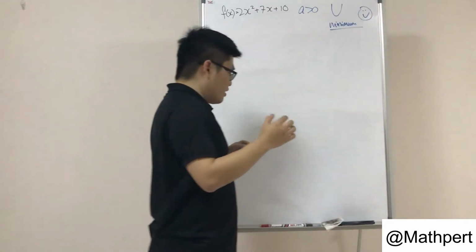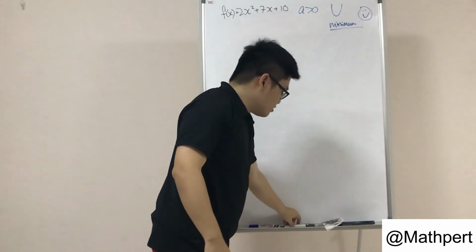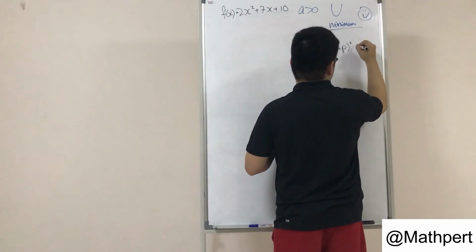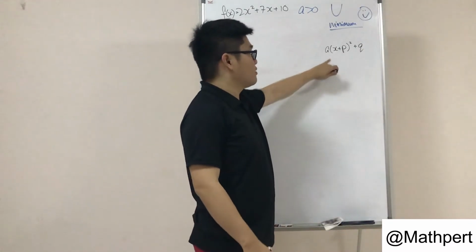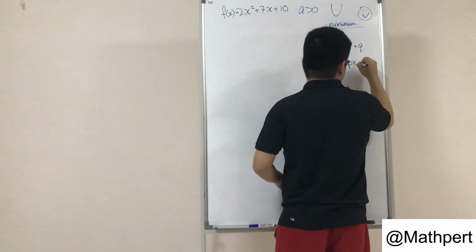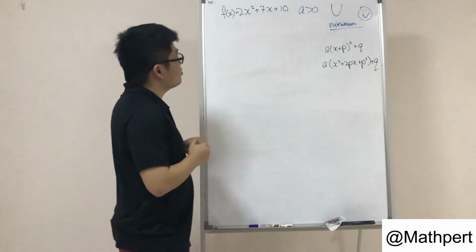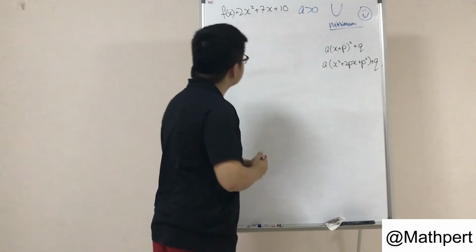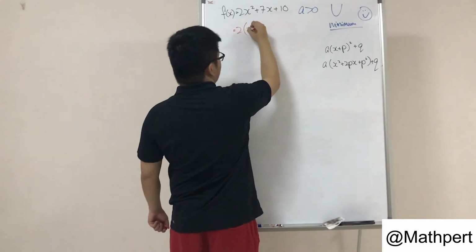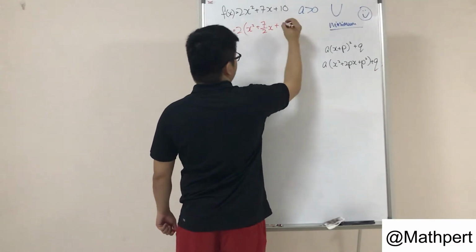Next step, you convert this general format into completing square format. The completing square format is A multiplied by (x plus p) squared plus q. This is the general format. So we expand it: A x squared plus 2px plus p squared plus q. Okay, then for the whole equation, we take out 2. We get 2 times (x squared plus 7 over 2 x plus 5), since 10 divided by 2 is 5.